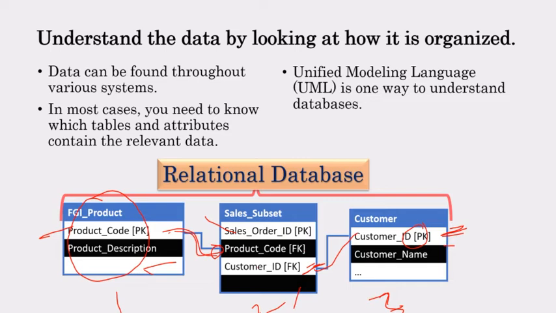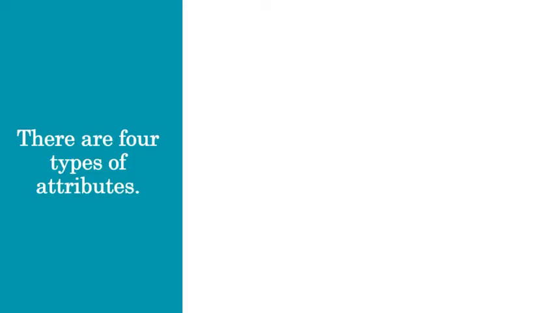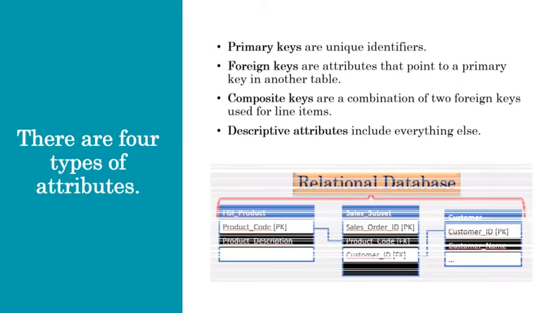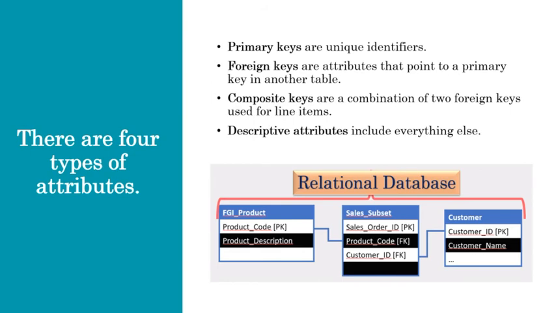And let's see the different types of attributes. There are 4 different types of attributes. We can see the primary keys are the unique identifiers of the table. Foreign keys are the attributes that point to a primary key in another table, which we have seen, and the composite key is a combination of 2 foreign keys used for the line items, and there are some descriptive attributes that include everything else. So you can see that they are highly related.